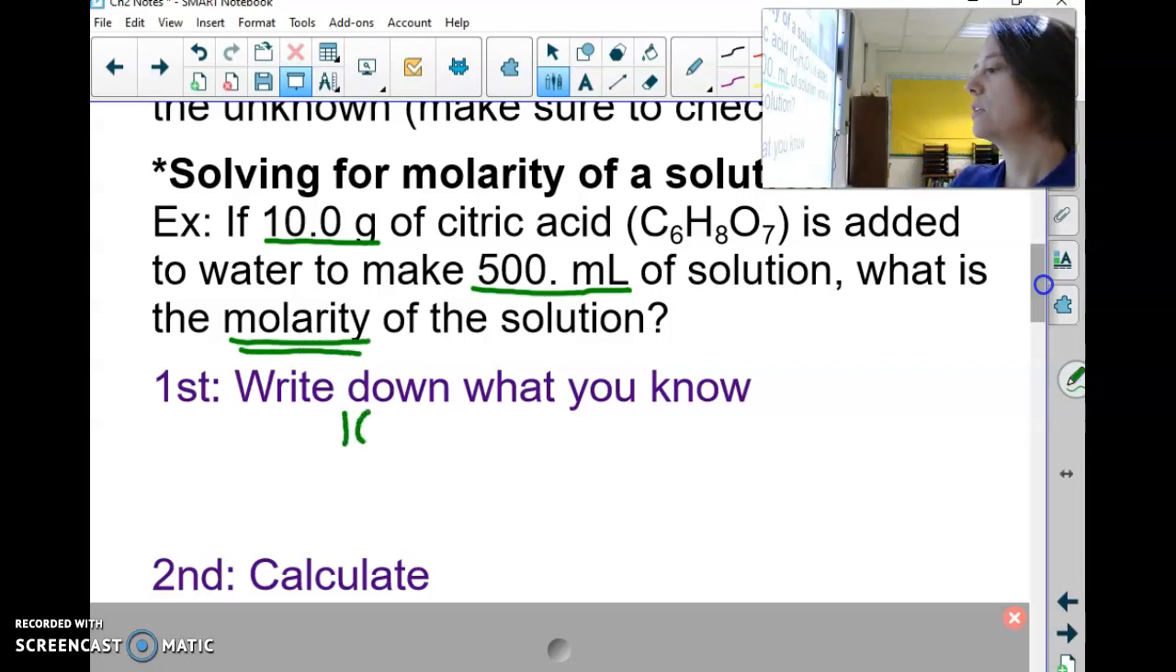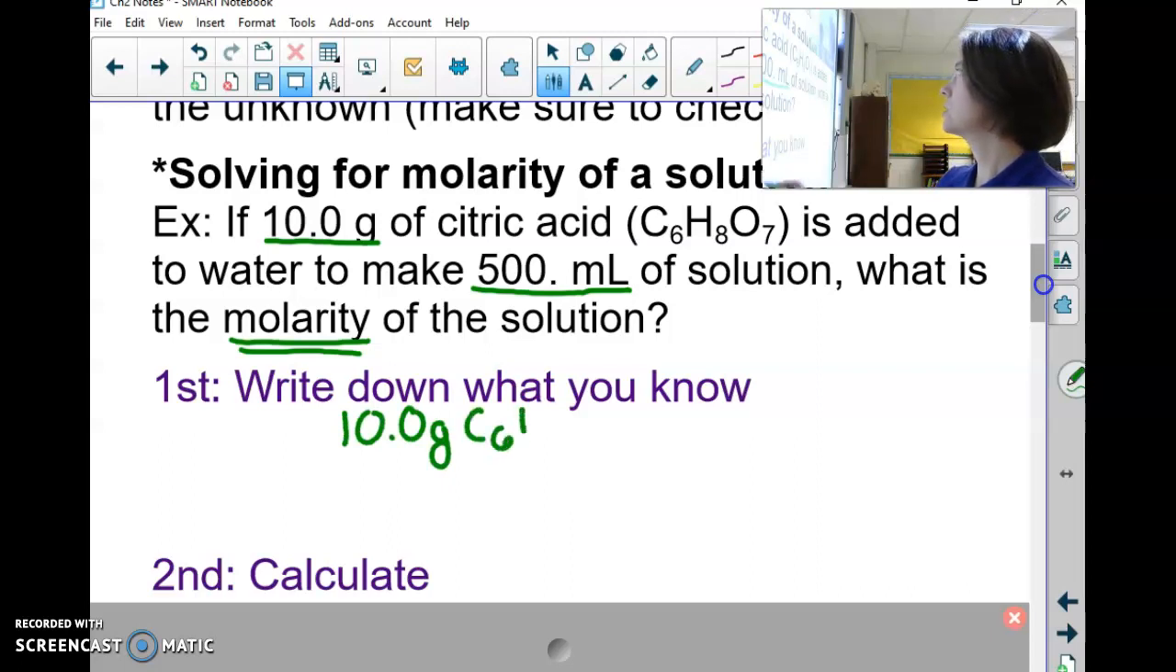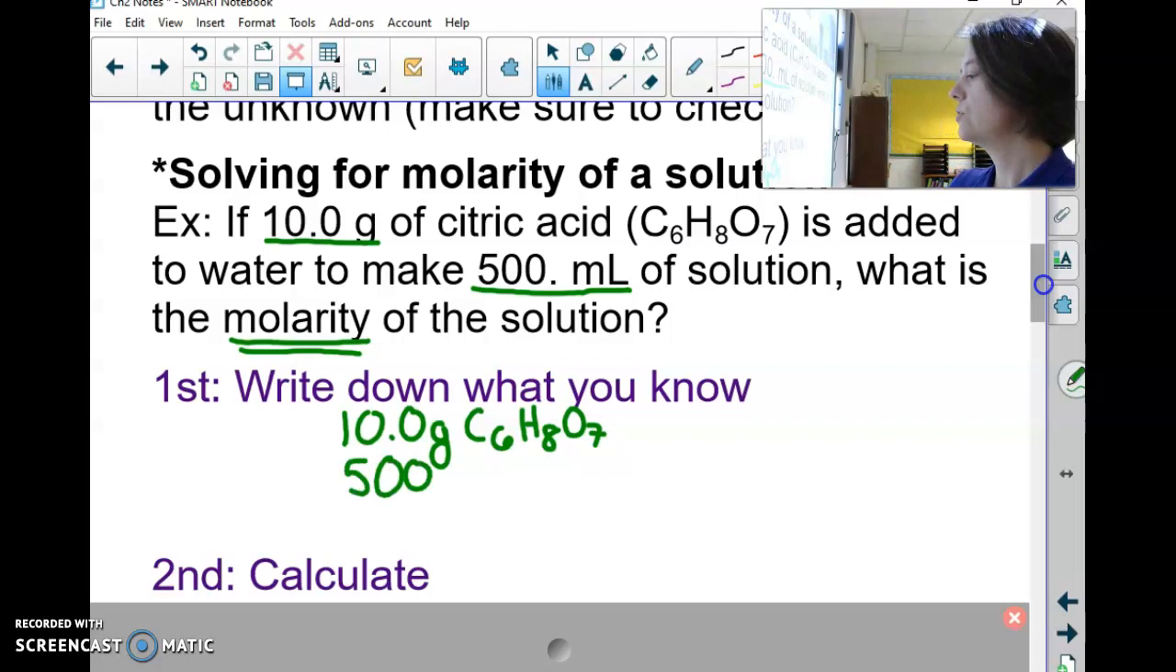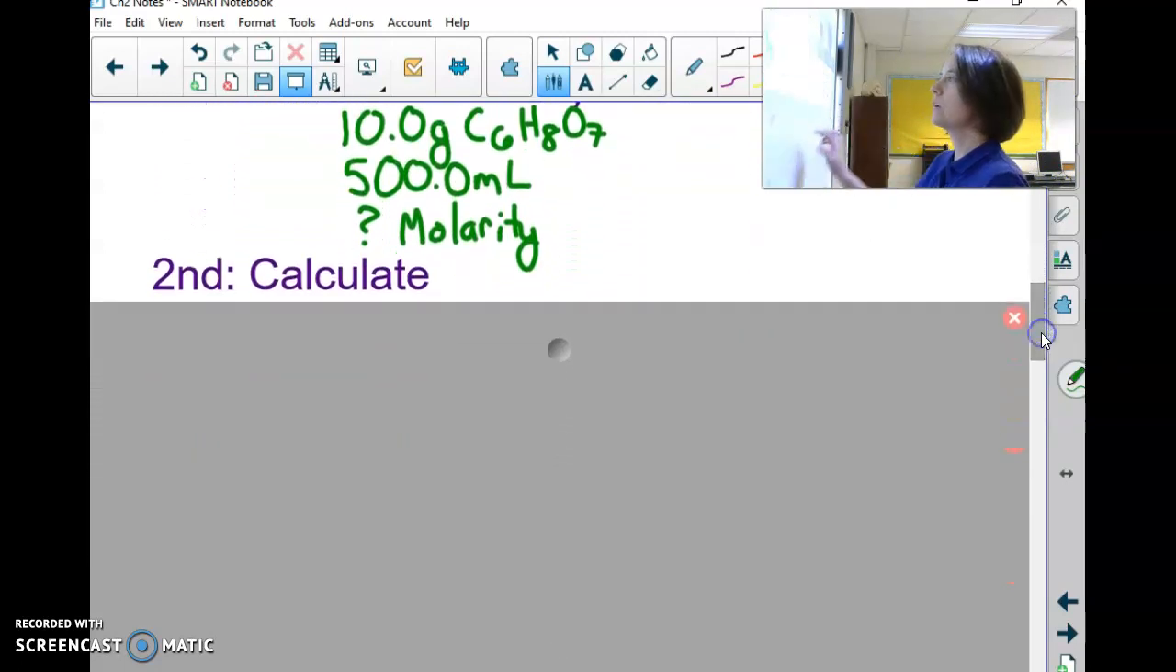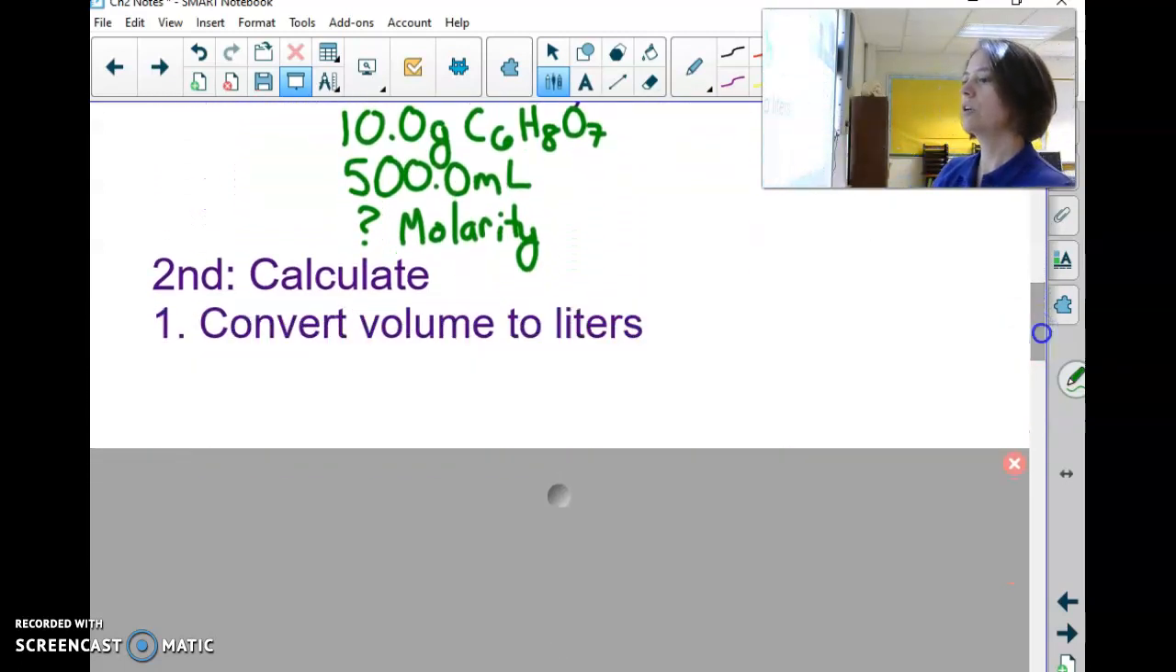So we have 10.0 grams, and citric acid is C6H8O7. And then we know we have 500.0 milliliters of solution. And our question mark is the molarity. Great. Our next step is always to calculate. So we're going to convert volume into liters.